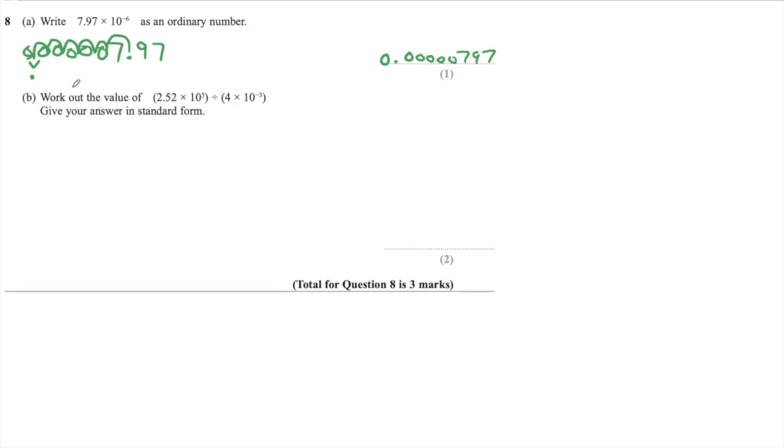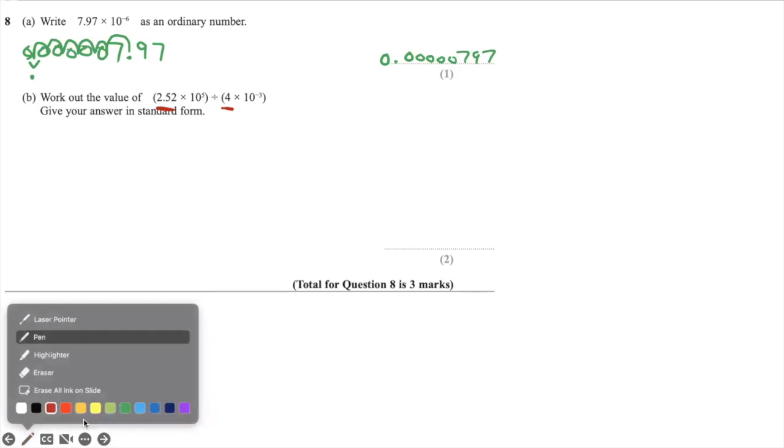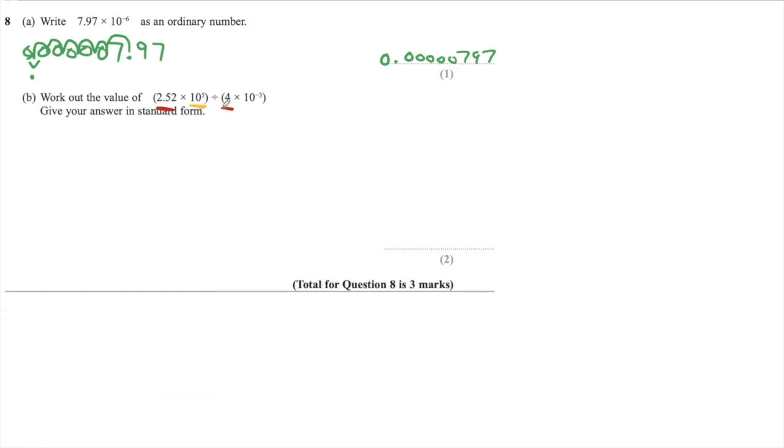For part B, it's saying work out the value of 2.52 times 10 to the 5 divided by 4 times 10 to the negative 3. Now, we're going to divide 2.52 by 4, and then we're going to divide 10 to the power of 5 by 10 to the negative 3. So let's divide 2.52 by 4 first. And we need to put 2.52 inside.